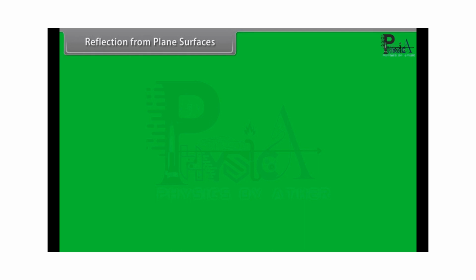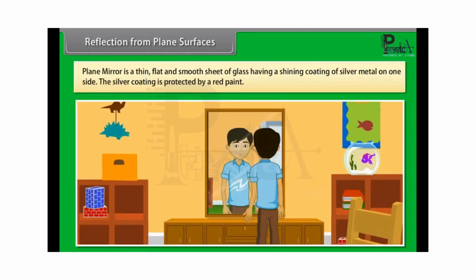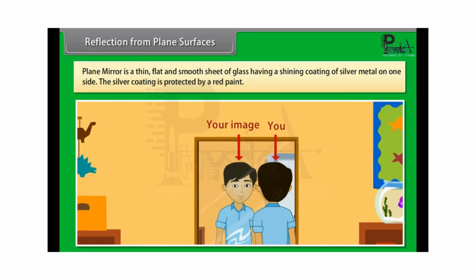Reflection from plane surfaces. Plane mirror is a thin, flat, and smooth sheet of glass having a shining coating of silver metal on one side. The silver coating is protected by a red paint.